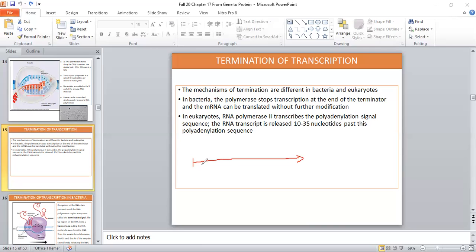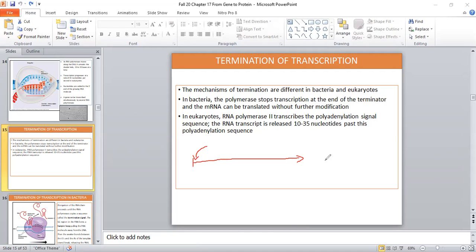So because in bacteria there is no nucleus, correct, the messenger RNA is made. First the transcription is taking place, and simultaneously translation will also start to take place. So transcription is going on this way, and behind this translation has also started, following it.